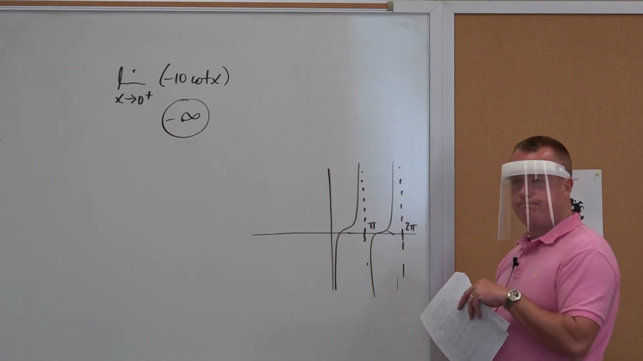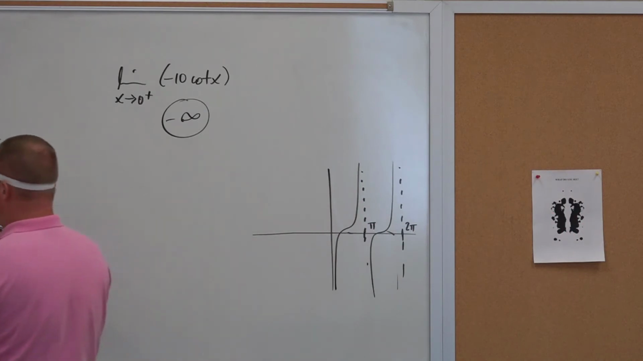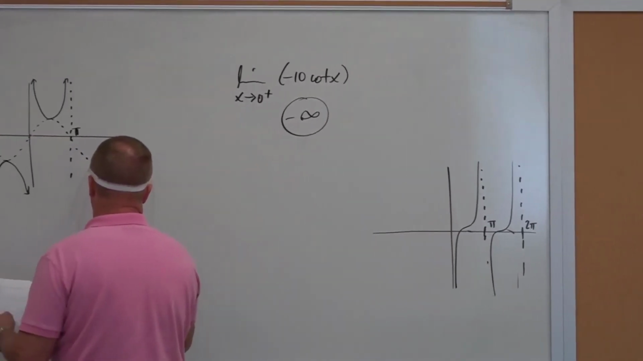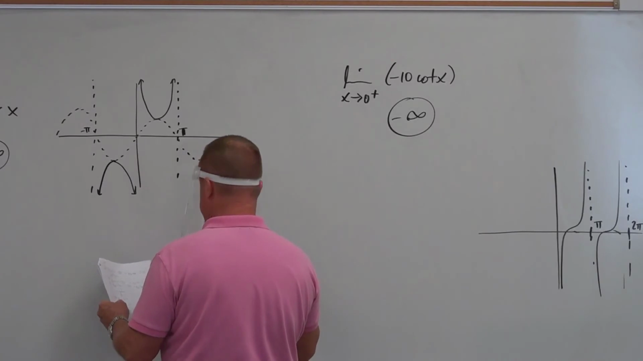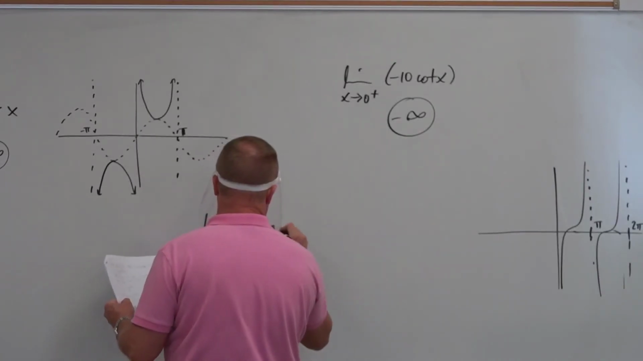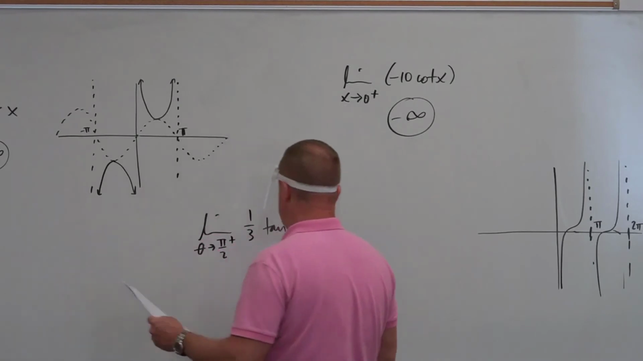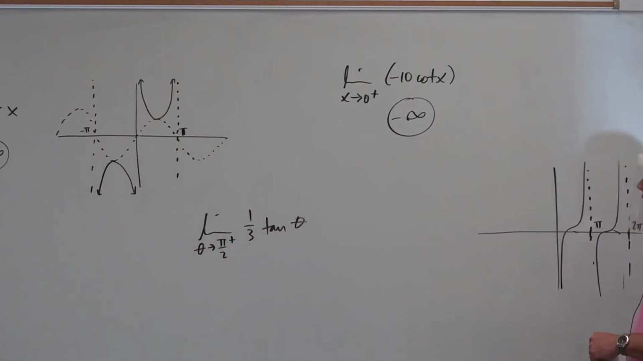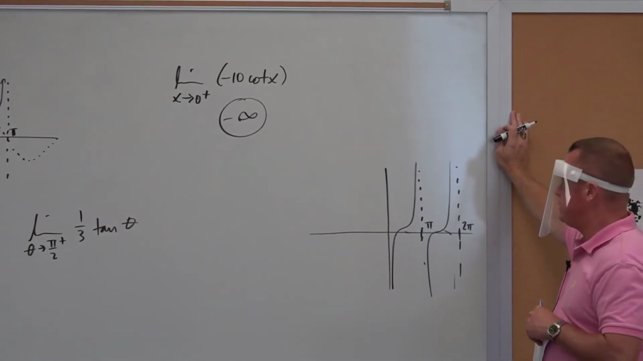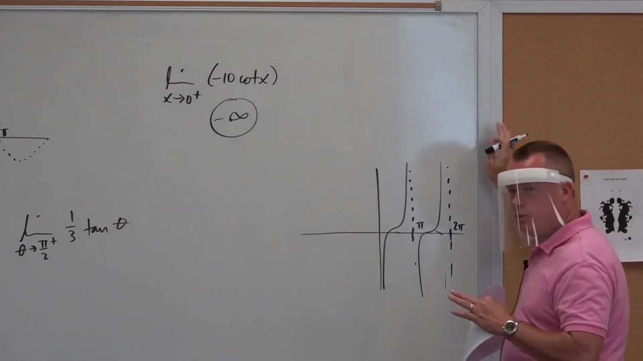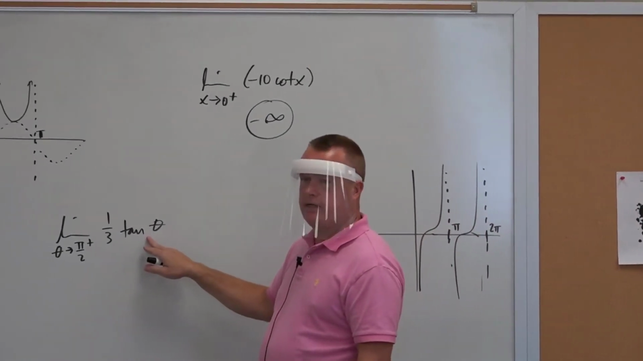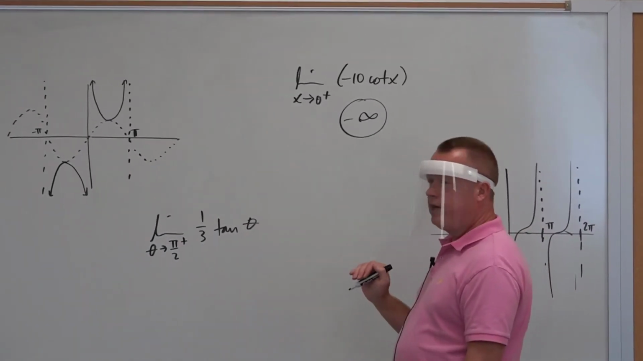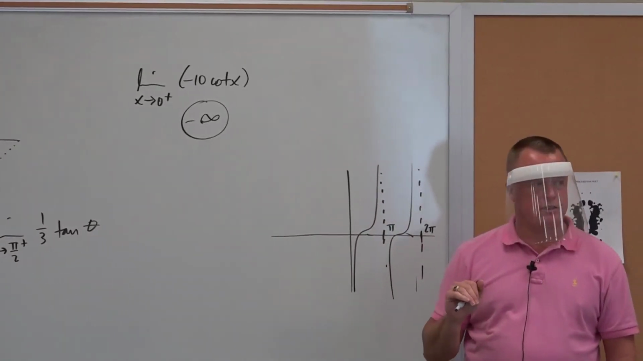Questions about that? All right, the limit as theta approaches pi over 2 from the right of 1/3 tangent theta. Now, again, the 1/3 is, all it's going to do is stretch that graph a bit or shrink it. It's not shifting it anywhere, and it's not going to change the period. To do that, you'd have to multiply theta by something. Okay, so for the tangent graph, where are your vertical asymptotes for tangent?